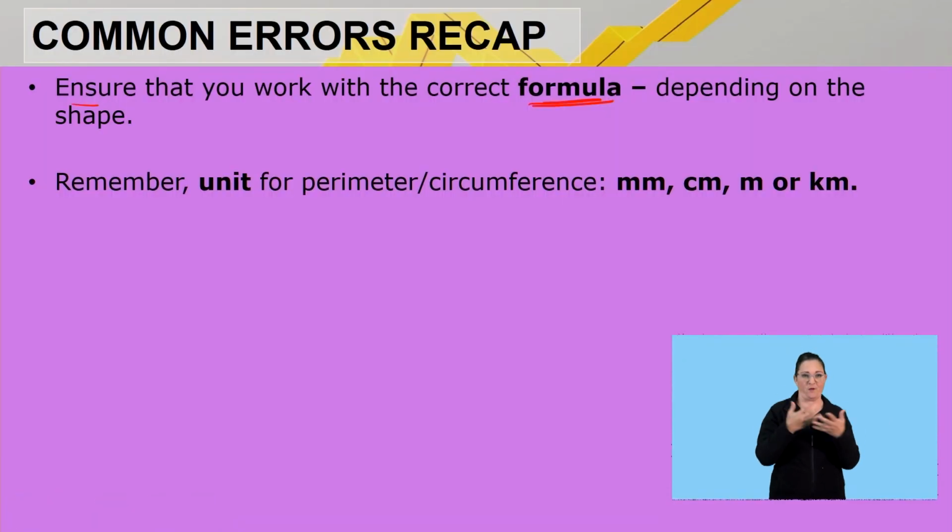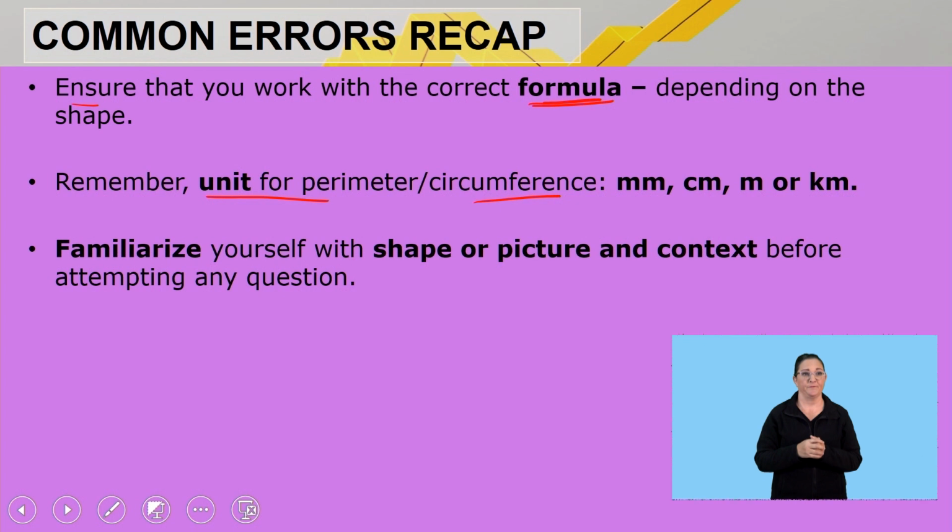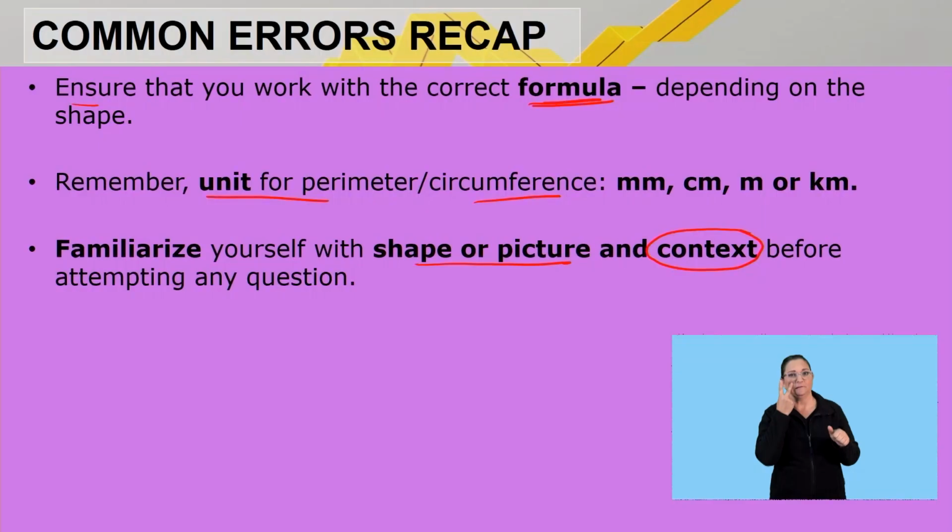Then, secondly, I've indicated here, remember the unit for perimeter or circumference. It's centimeters, millimeters, meters, kilometers, one-dimensional. Also important, familiarize yourself with the shape or the picture, like you've seen now with the doors, for example. The picture was there just to enhance your understanding, but familiarize yourself with it before you start to answer the question. But also, together with the shape and the picture, look at the context. Look at what the question is asking of you.